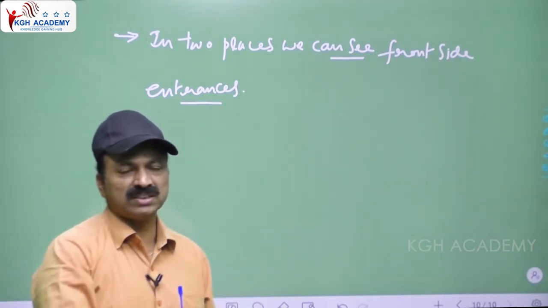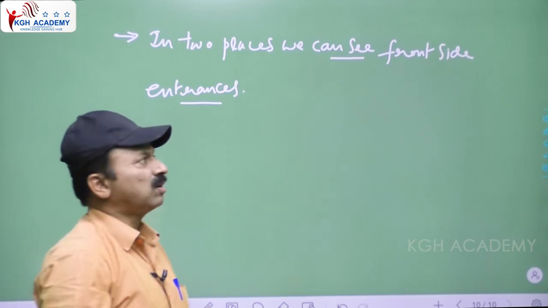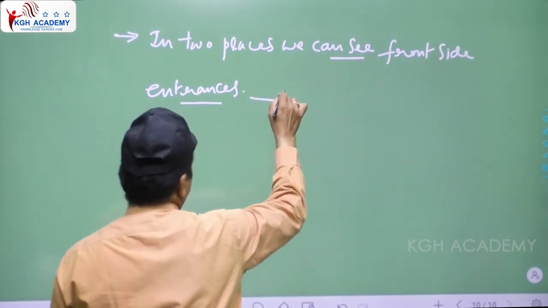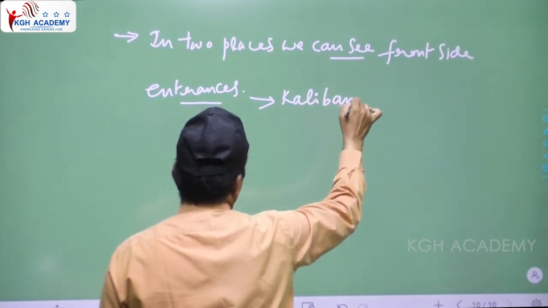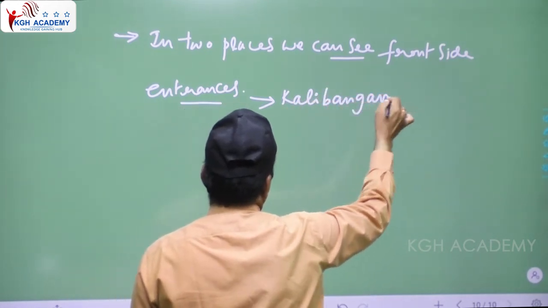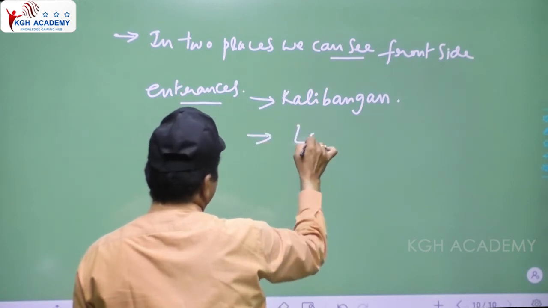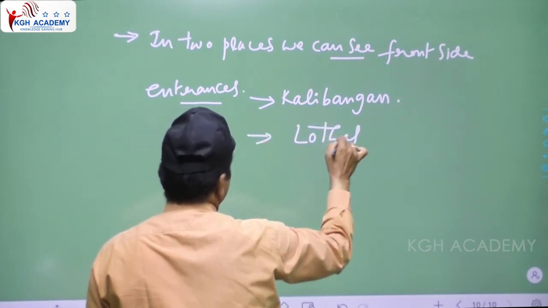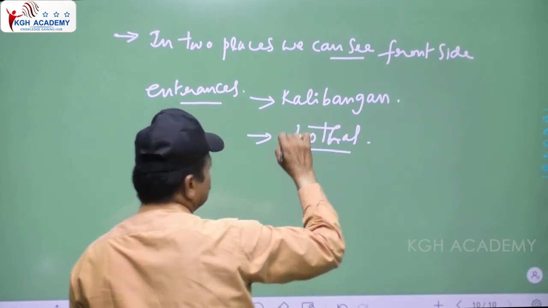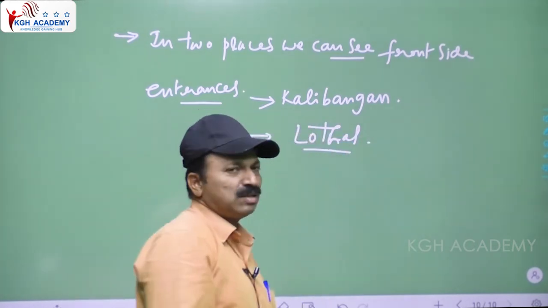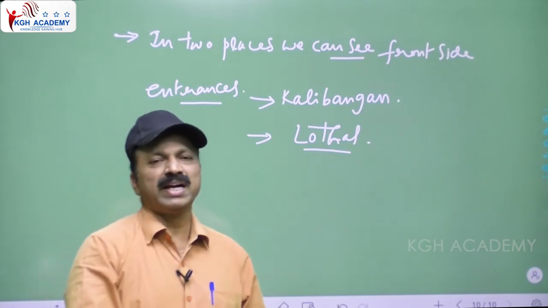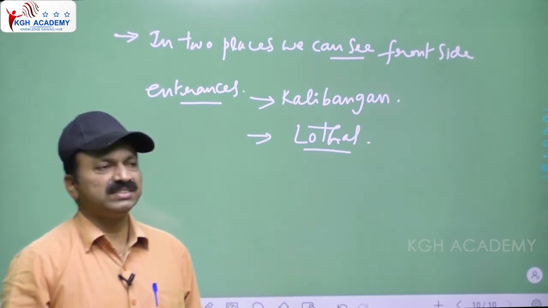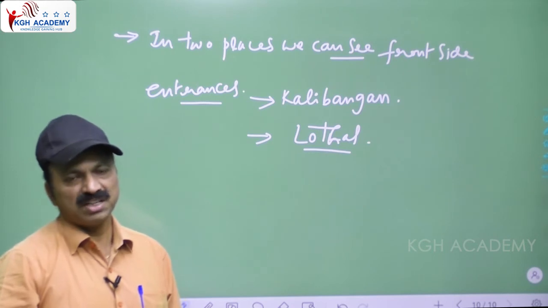In these two places, one is Lothal and one is Kalibangan. In Kalibangan we can see front side entrances, and at the same time Lothal also has front side entrances. Lothal is the seaport area, where their seaport or dockyard existed. Kalibangan means black bangles.